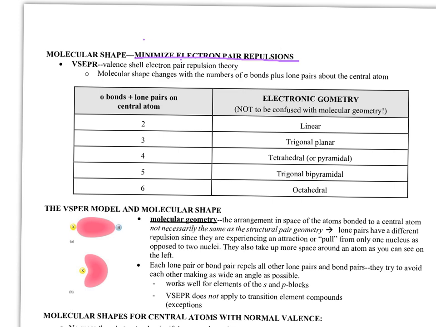VSEPR is valence shell electron pair repulsion theory. That's what that stands for. Basically, the molecular shape is going to change as you change how many sigma bonds and lone pairs are on the central atom, because that's going to change the repulsion. So we have different types of geometry, and some of this is going to be different from first year chem.